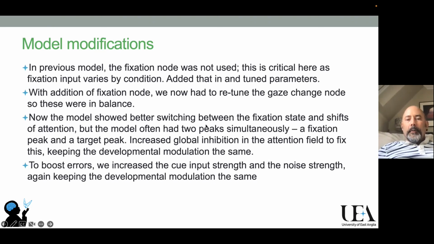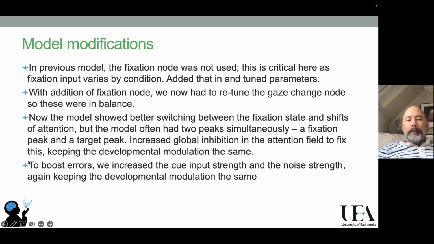Now the model showed better switching between the fixation state and shifts of attention, but the model often had two peaks simultaneously, a fixation peak and a target peak. So we had to turn up the gain on the global inhibition in the attention field to fix this. Importantly, we kept the developmental modulation of global inhibition the same across development.